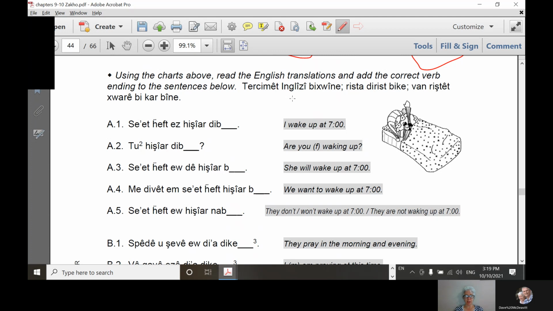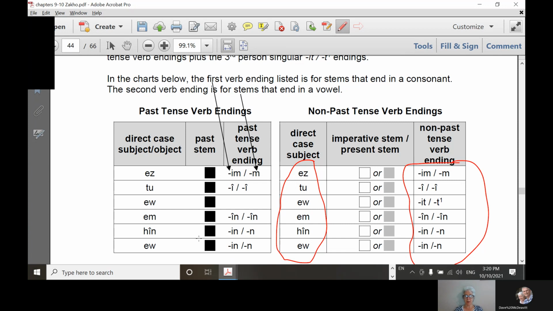So what's the subject? I wake up at 7 o'clock. Well, at 7 o'clock is at haft. So that's not my subject. I is the subject. So here's my subject, us. And this us determines what my verb ending will be. So I go up to my chart. I find my us. Here's my us. So I have to stay in line. And then I go over and I grab one of these verb endings.